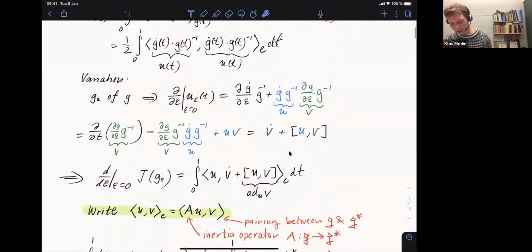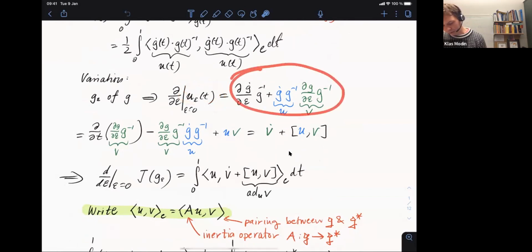Okay, so let's take a variation G epsilon of the curve G in the group. Then by definition, we take our generator U of epsilon now, and we differentiate this with respect to epsilon, and see what we get. By differentiating, we get these two terms, and this one was just called U, if you remember. This is the original U we started from, and this is the variation. This V here is what generates the variation. So you have the blue and the green.